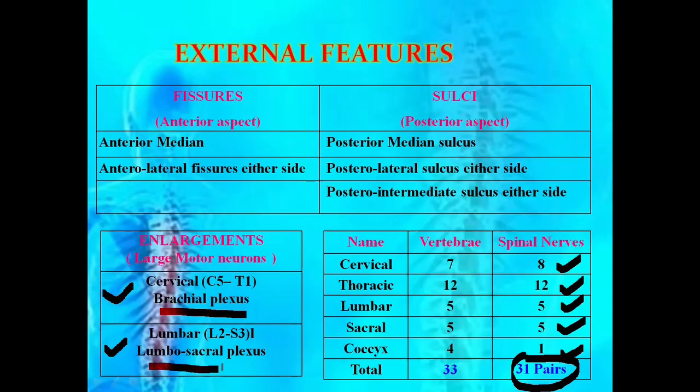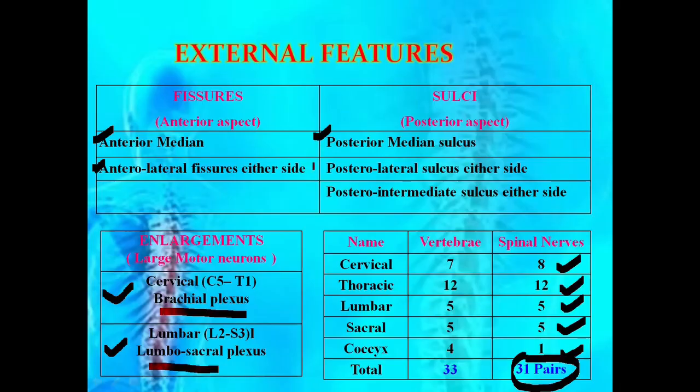Same as when you study the external features, always when you study the CNS, you have to remember the anterior aspect and the posterior aspect. I remember the anterior aspect as fissures and the posterior aspect as sulci. In the anterior aspect, you can see one anterior median fissure, and on either side you can see the right and left anterolateral fissures. Likewise, in the posterior aspect, you can see the posterior median sulcus.